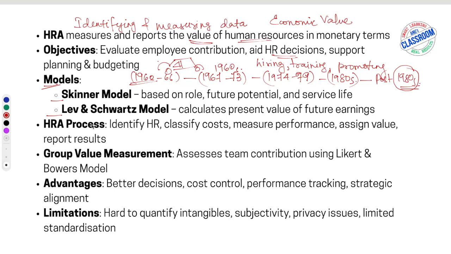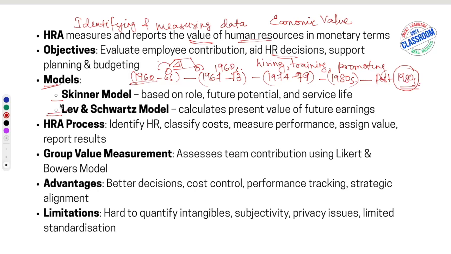It is like trying to predict a cricketer's entire career based on the early IPL matches, right? That is Skinner's model. Then coming to the Lev and Schwartz model, this is the more widely used model for doing HRA in India. It calculates the present value of all future payments like salary, bonuses, perks, all those things that an employee is expected to receive until retirement. So it is like saying this person is going to earn rupees X over the next 25 years, so let us record that value today. That is how HRA is done through the Lev and Schwartz model.